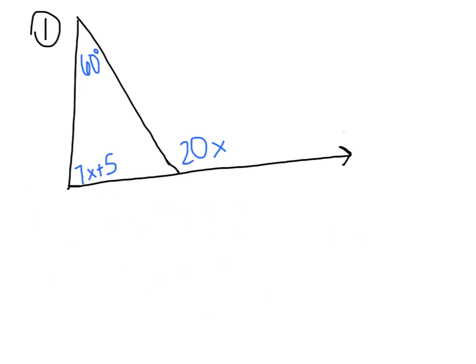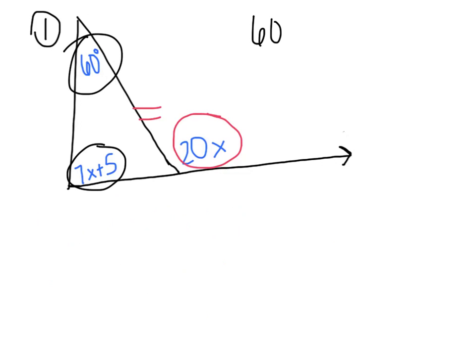Here's our first example. This is using what we know about exterior remote angles using a triangle. So what we know is that this angle out here has to equal these two angles in here. So we want to set up our equation. We're going to say 60 plus 7x plus 5 equals 20x.